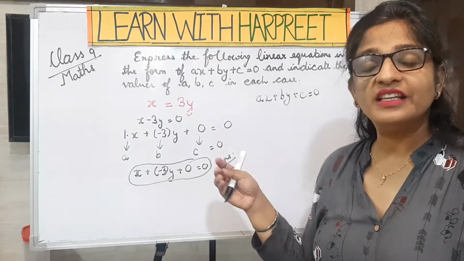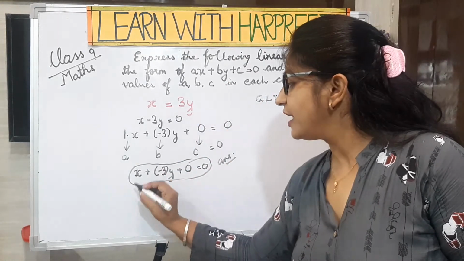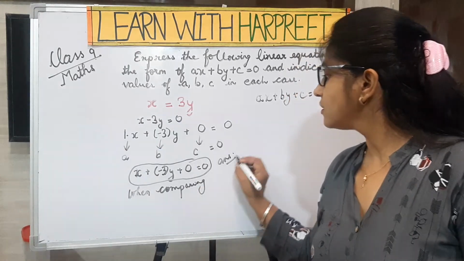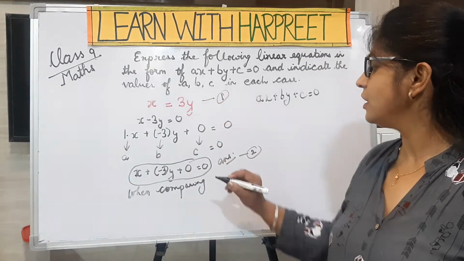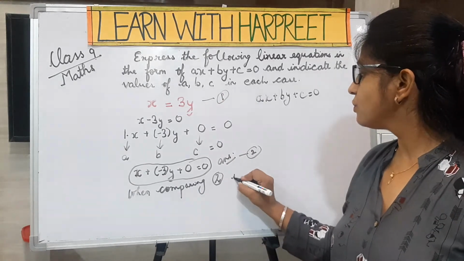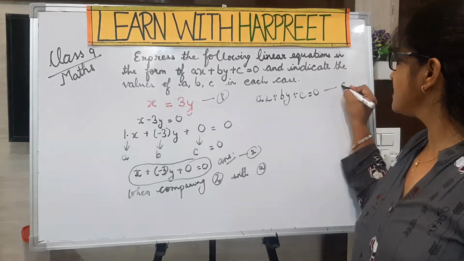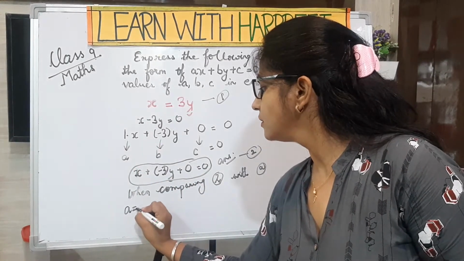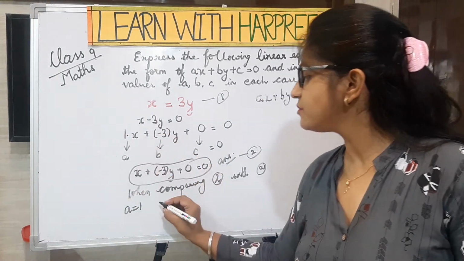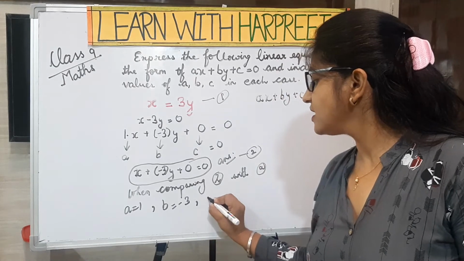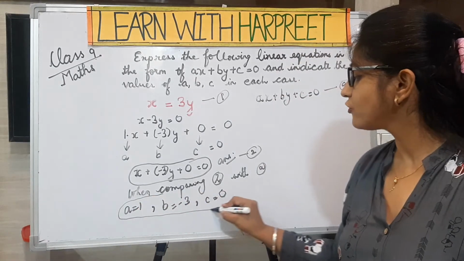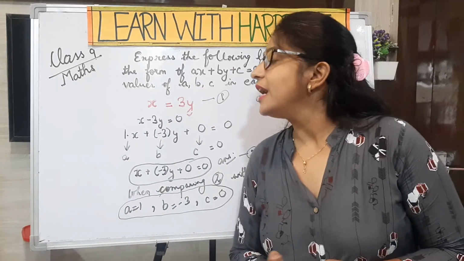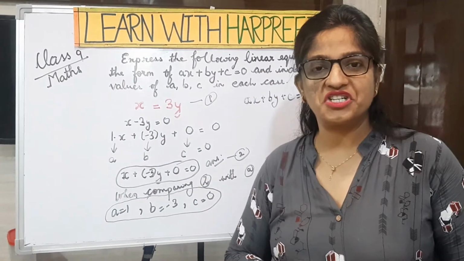The second part asks me to find the values of the constants a, b and c. So when comparing, suppose this is equation 1 and this is equation 2. Now when we compare this equation 2 with the equation ax plus by plus c, we will get, see here, a is equal to 1. Can you see here? a is represented by 1, b is represented by minus 3 and c is represented by 0. So these are the values of the constants a, b and c. That was the demand of the question in the second part. So this was the explanation of linear equations in two variables.